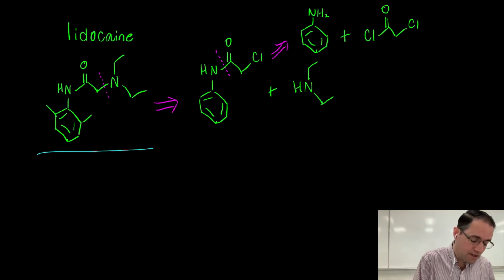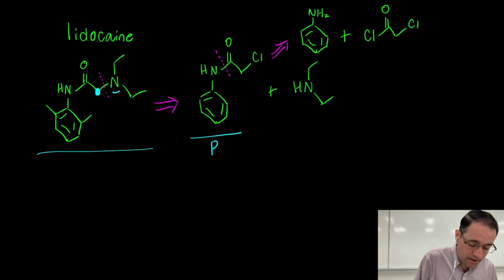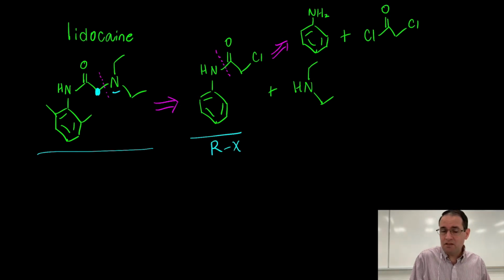So we're going to break this carbon-nitrogen bond to give you this alkyl halide, which is just RX, okay? And an amine. So amines can do SN2 reactions on alkyl halides. Then once you have this, we're going to break here, and we're going to form an amide, okay? So that can come from aniline and your starting acid chloride.